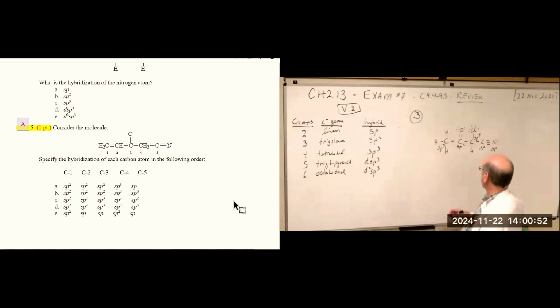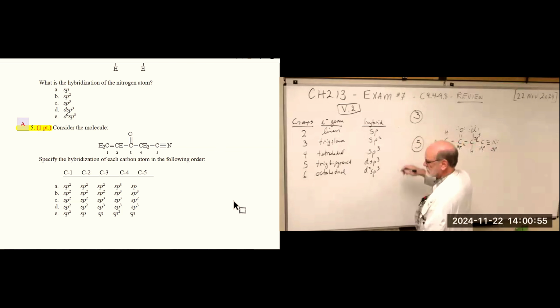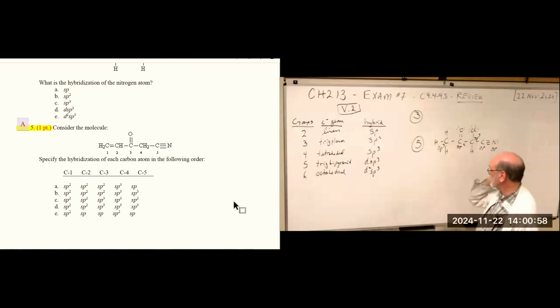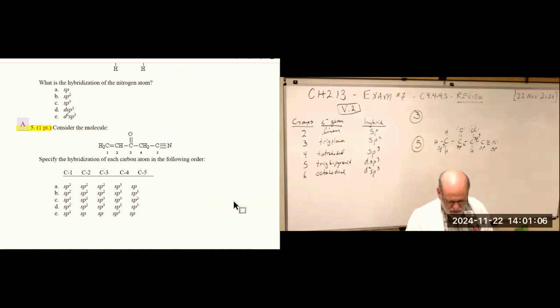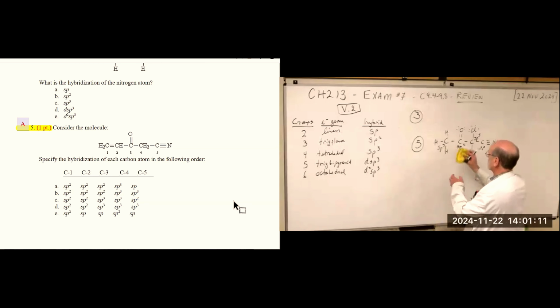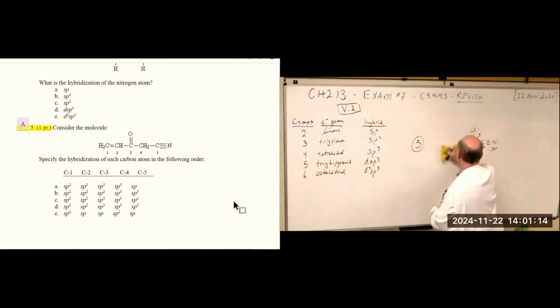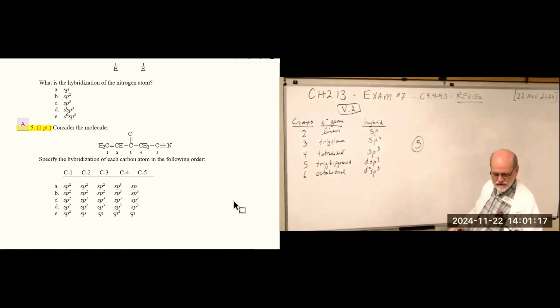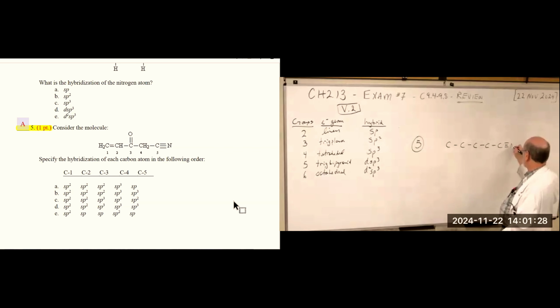Oh, that's number 5. Right, that's number 5. 3, 2, 3, and 1, 1. Oh no, it's a different molecule. I'm sorry. No, my mistake. Let's put it up here. It's a different molecule. 1, 2, 3, 4, 5 carbons. Okay. I saw that nitrile group on the end and got confused.